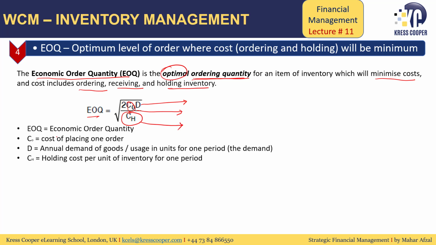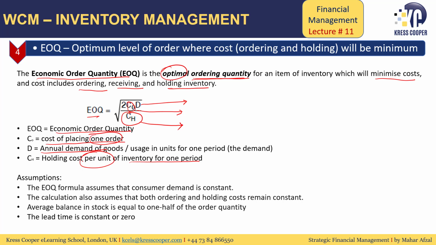The same has been mentioned here as well. EOQ stands for economic order quantity. C0 is the cost of placing an order, D is annual demand, and CH is the holding cost per unit of inventory for the period. You need to be very careful: the ordering cost is per order and the holding cost is per unit, and both costs are relevant costs for the whole year. This model is based upon certain assumptions.